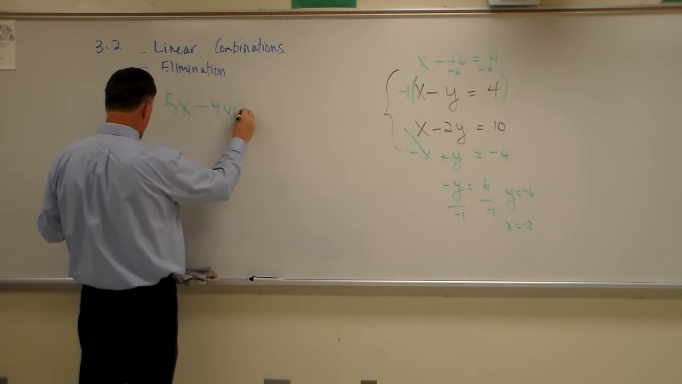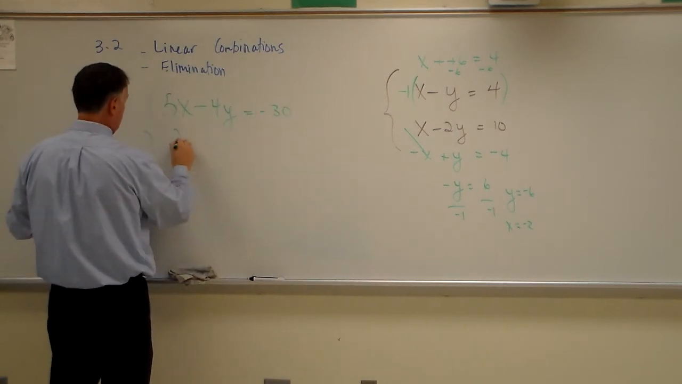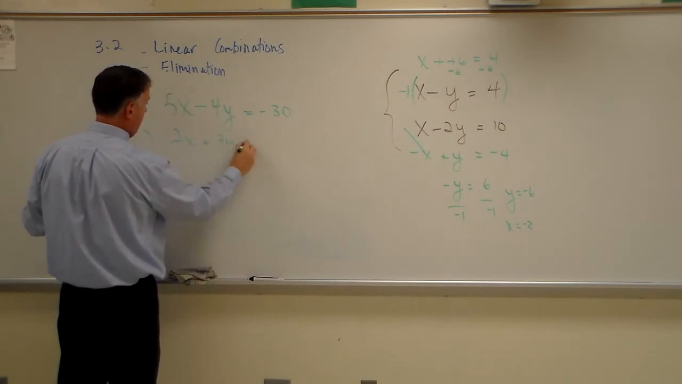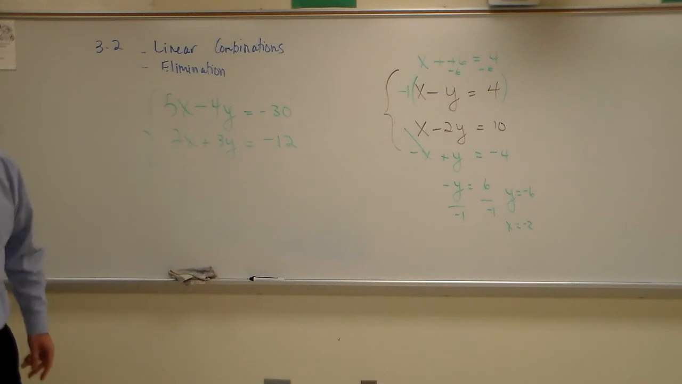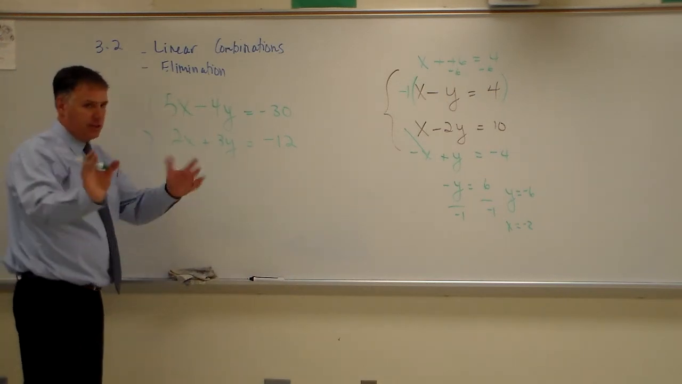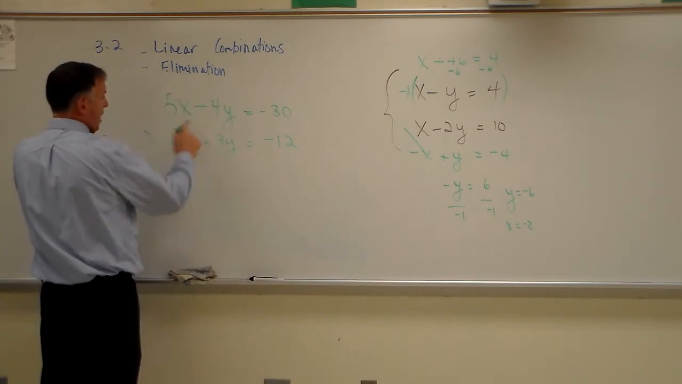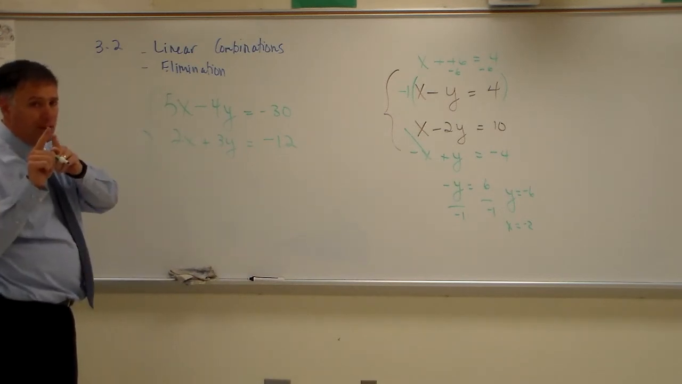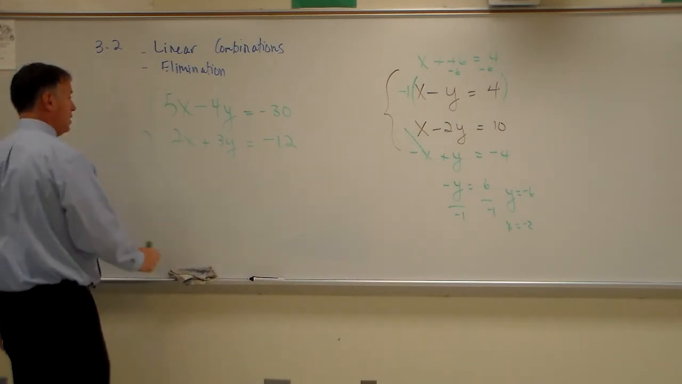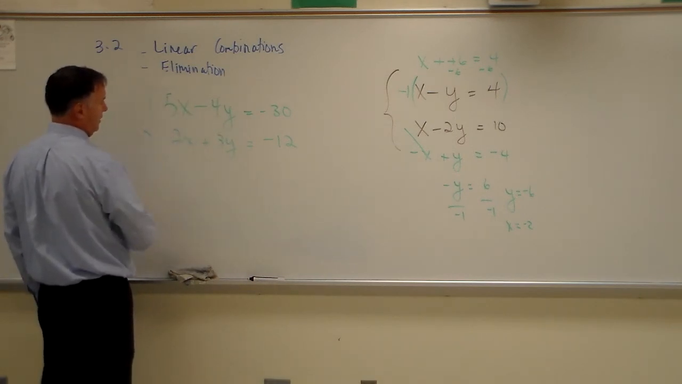5x minus 4y equals negative 30. 2x plus 3y equals negative 12. So if you look at these, there's no number, unless I'm dealing with fractions, and don't do fractions, not in this case, where you can get your x's or your y's to cancel. So you have to pick a letter and then multiply both equations times a number to get them to cancel. I'm going to pick my y's since they're already opposites. One's a negative, one's a positive.